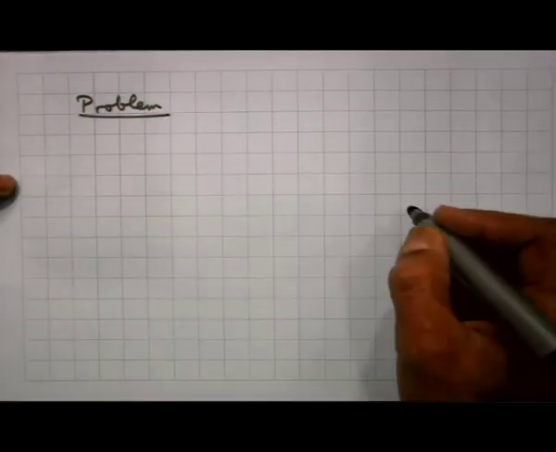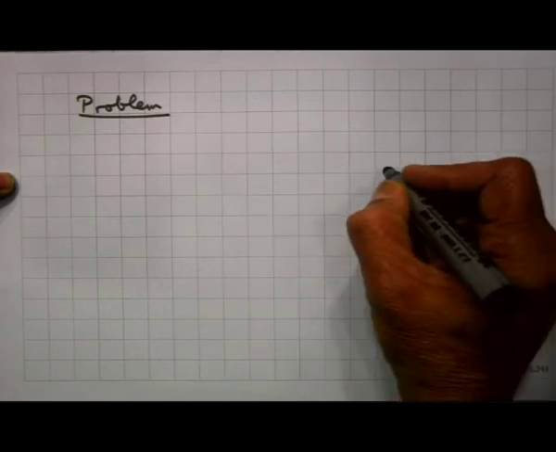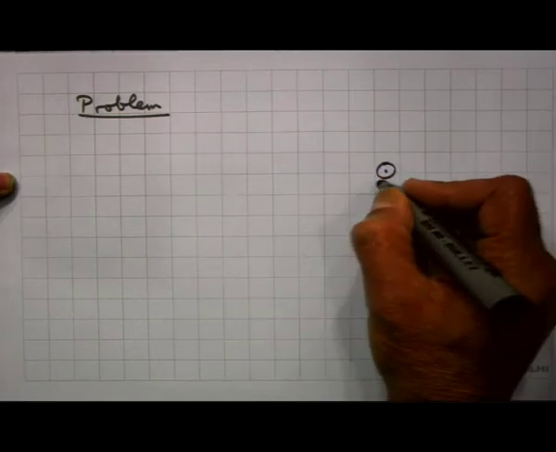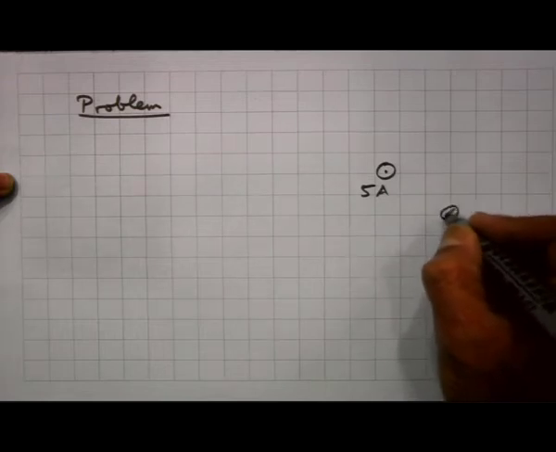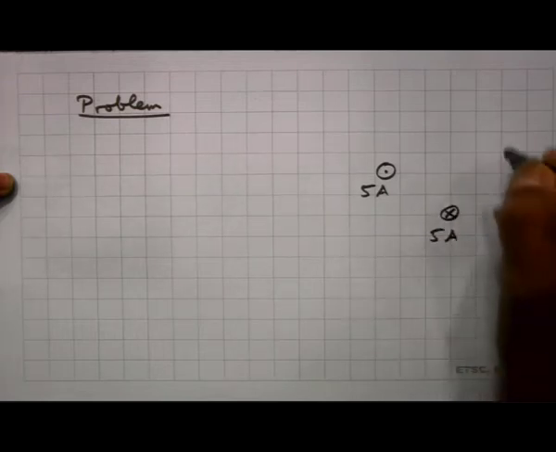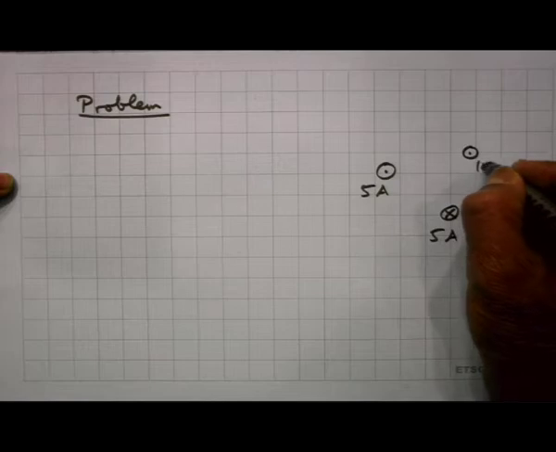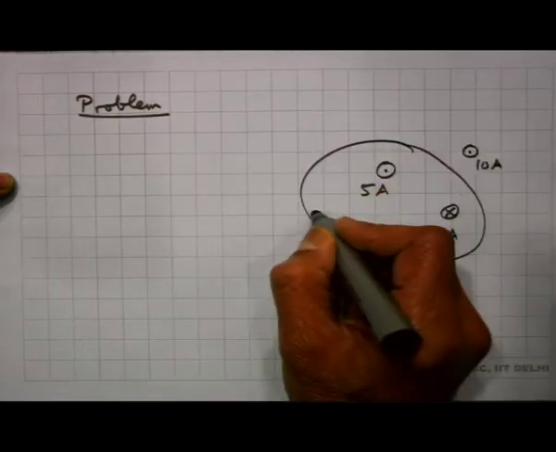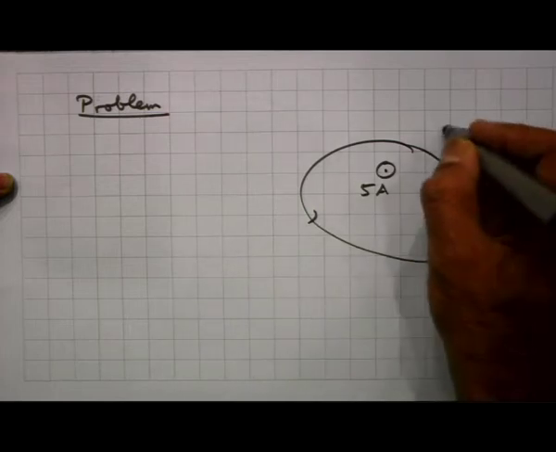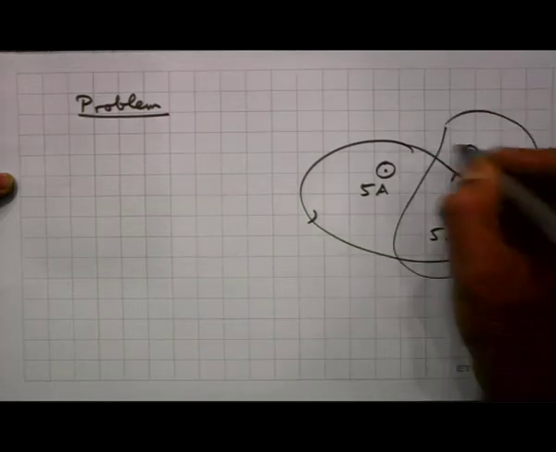So, let me look at it from above. I have a current coming towards me, 5 amperes. I have another current going inwards, 5 amperes, and another current coming towards me, 10 amperes. Let me consider 2 loops, one this one and one this one.